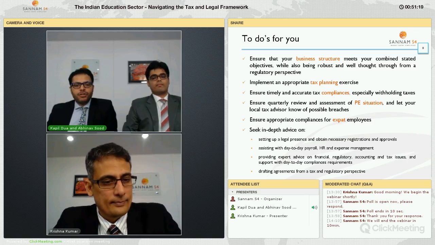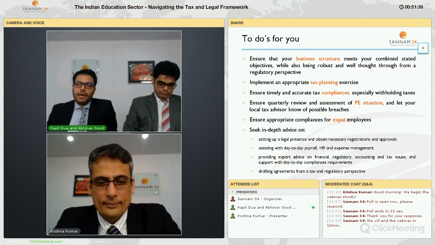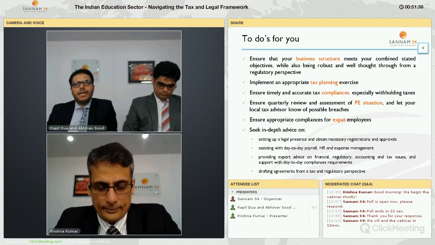Similarly, when a foreign education provider comes into the picture and sets up its own profit-making or non-profit-making company, there are no clear guidelines on whether they would be charging service tax or not. I presume that when the new GST, the goods and services tax, comes, there will be some clarity on that, and why not in this budget as well.